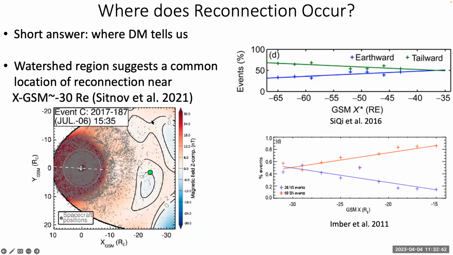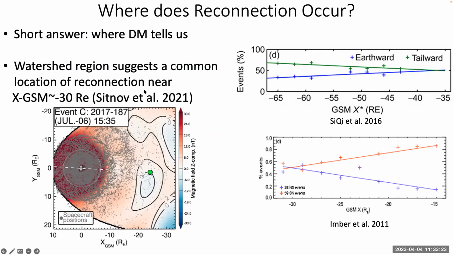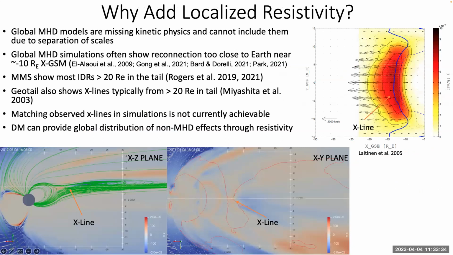But I do want to mention here that the data mining region goes out to about -30, maybe a little bit more in the tail, in units of Earth radii. There have been many statistical studies that have shown a watershed region just around -30 that showed this difference between observed earthward and tailward flows. This suggests that there is quite possibly an extended X line that is often observed there. In fact, the data mining reconstructions often show very large X lines, sometimes totally across the whole tail, at around -30 RE. So these are 2 different ideas of where reconnection occurs, but they agree with each other. So why should we even add localized resistivity to our simulations?